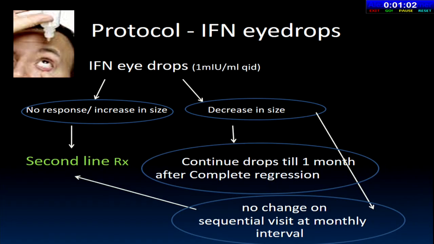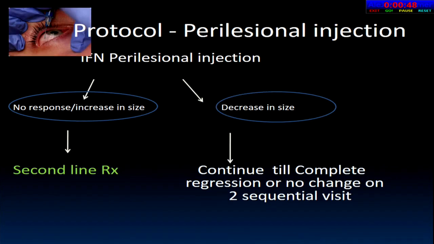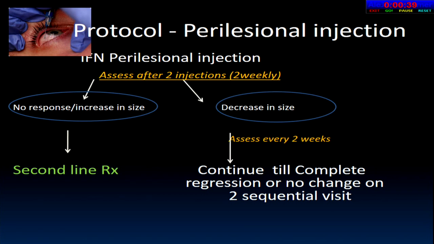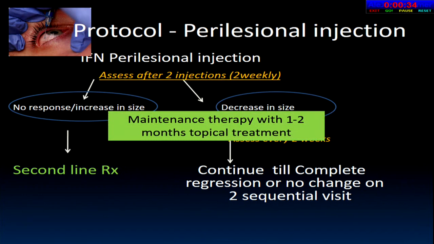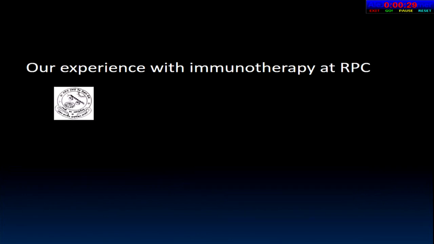The protocol that we follow for eye drops is, you start the eye drops and reassess after 6 weeks. If there's a decrease in size, continue, reassess every 4 weeks till it regresses, or till complete regression, and continue for 1 month. For injections, we reassess after 2 injections, and injections are given at 2 weekly intervals. And thereafter, you reassess after 2 weeks and continue till complete regression. It is important to remember that you have to give a maintenance therapy of 1 to 2 months of topical treatment after complete regression of tumors.